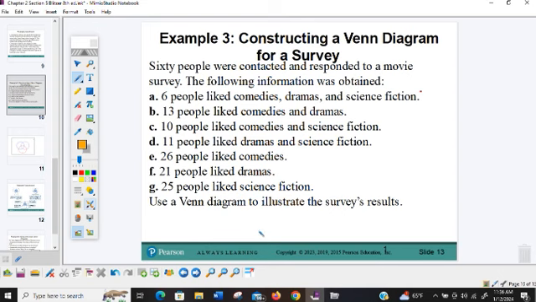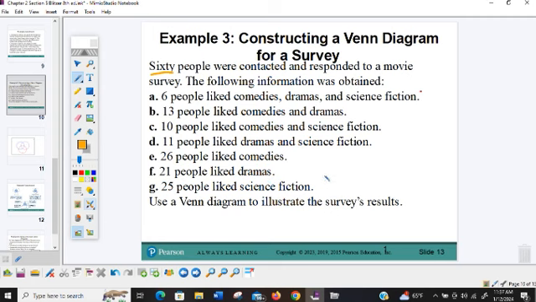All right, in this example, we are going to do one with 3 circles, and we are going to have to draw them. It says 60 people, so we have 60 all total, were contacted and responded to a movie survey. The following information was obtained. 6 people liked comedies, dramas, and science fiction. 13 people liked comedies and dramas. 10 people liked comedies and science fiction. 11 people liked dramas and science fiction. 26 people liked comedies. 21 people liked dramas. 25 people liked science fiction.